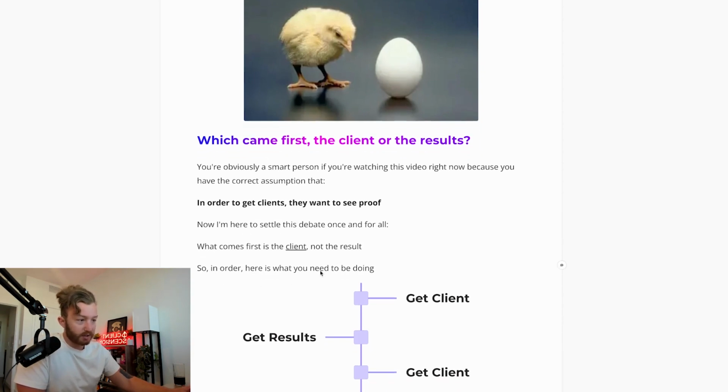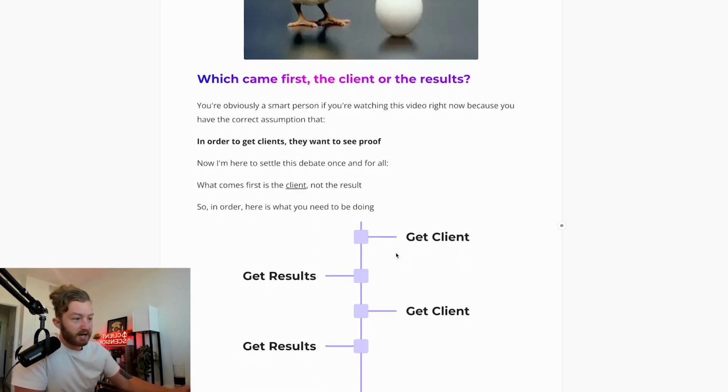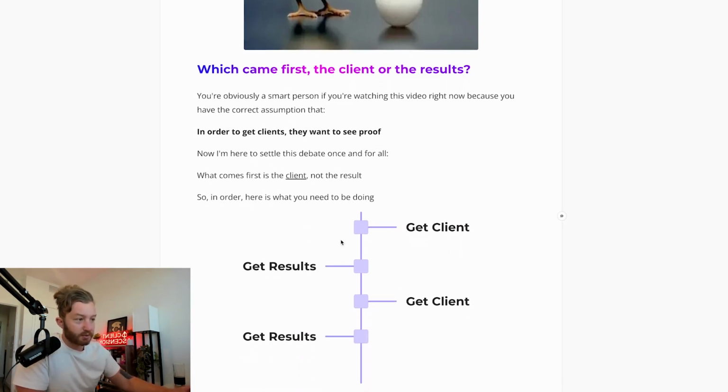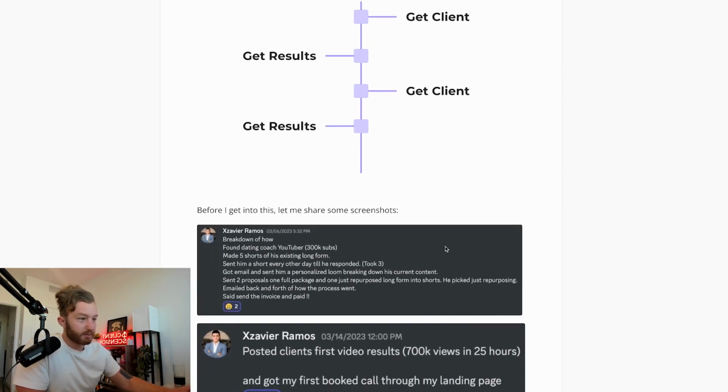Here's what you need to be doing, right? And I'm going to functionally tell you how to get this done, right? So get client, get results, get client, get results. That's how it works, right? So before I get into this, let me share some screenshots.